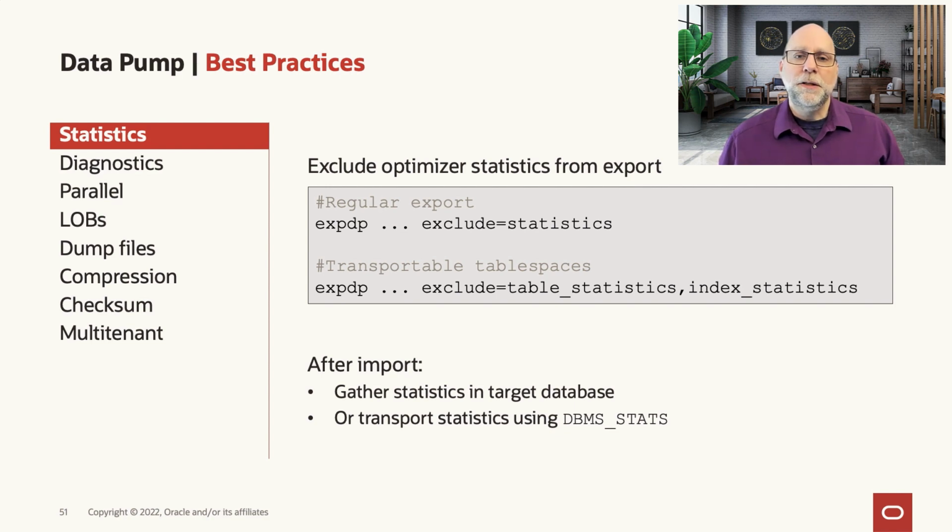The other topic related to statistics in Data Pump is that we generally recommend that you exclude statistics from your Data Pump exports, and that way you don't have to take the time to export stats and then import them in the target system. The reasons that we recommend that are twofold. One is that exporting stats can be a pretty time-consuming operation. By the time the statistics are extracted from the database, packaged up, and then imported into the target system, you could have easily gathered those statistics on the newer, faster hardware to which you're migrating anyway.